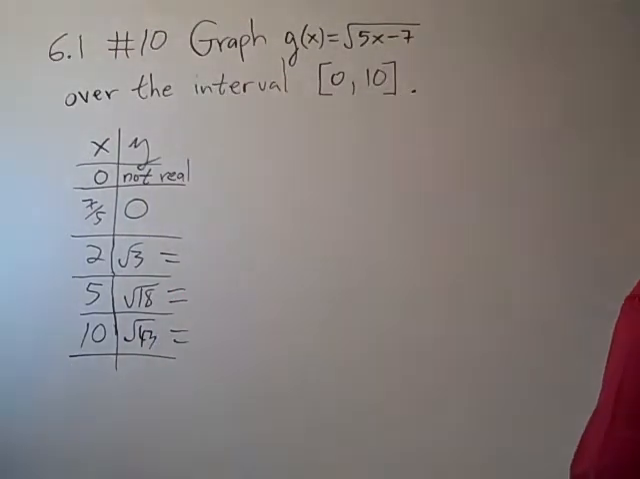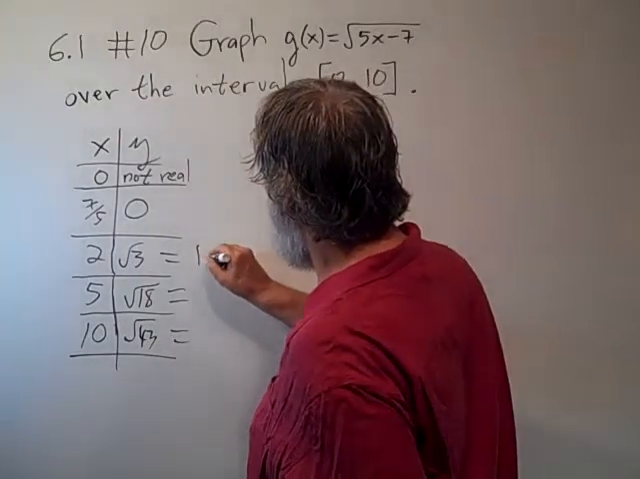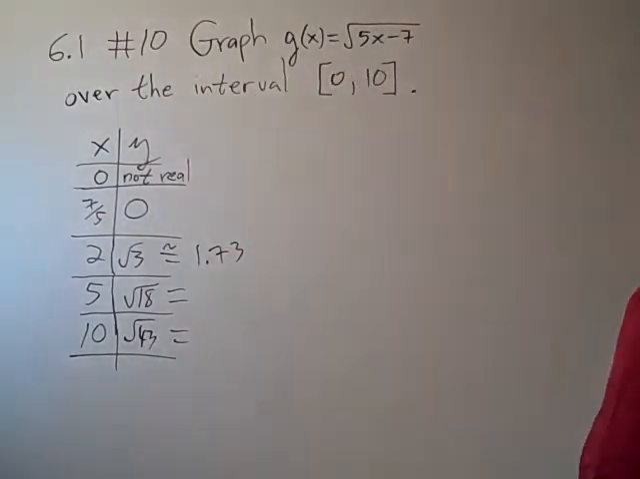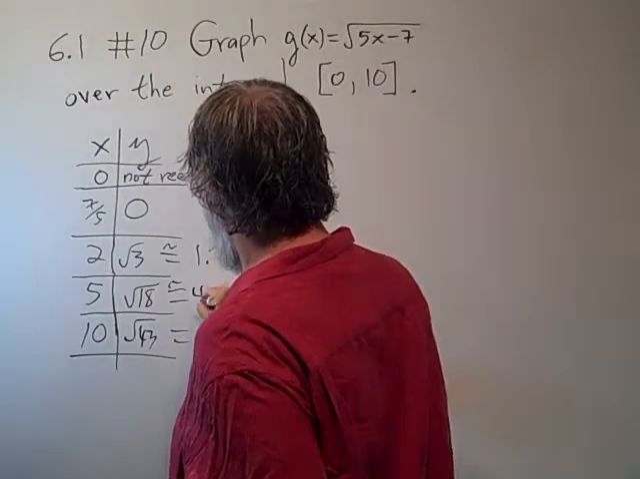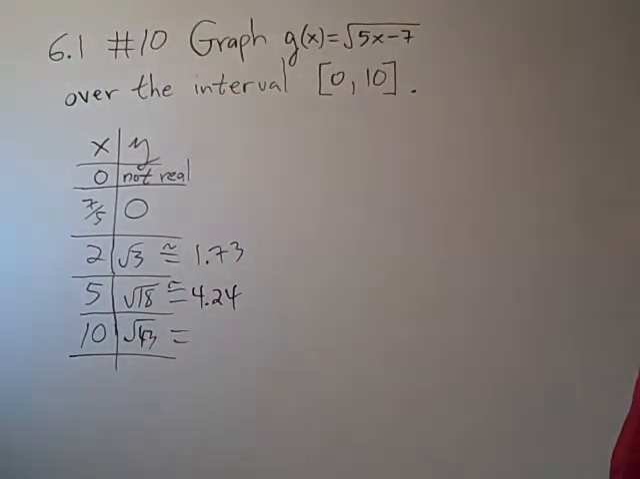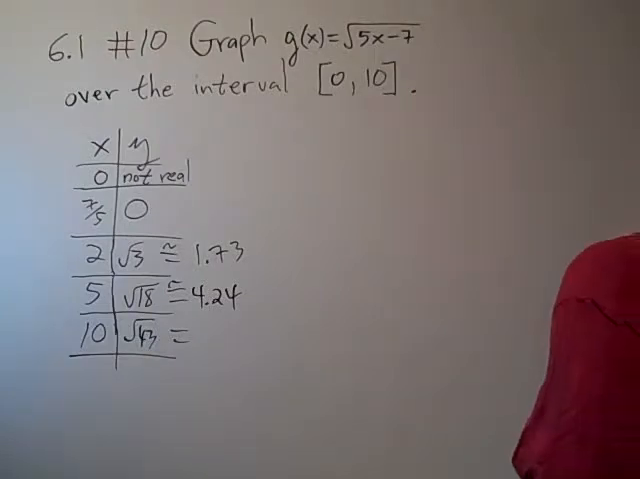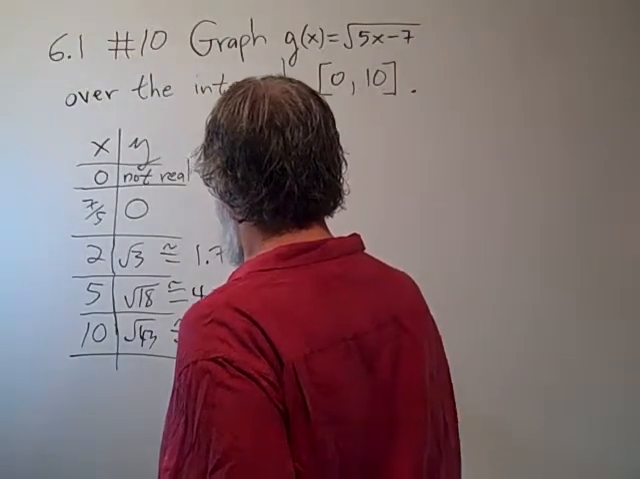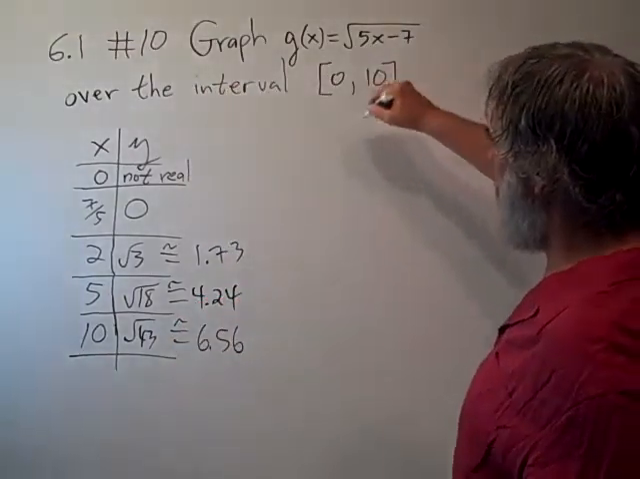The square root of 3 is approximately 1.73. The square root of 18 is approximately 4.24. The square root of 43 is approximately 6.56. So we can graph this.